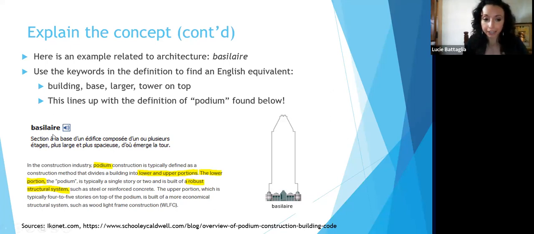And I looked for a definition of basilaire, which is a section à la base d'un édifice composé d'un ou de plusieurs étages, plus large et plus spacieuse, d'où émerge la tour. So it's a short building on which the tower rests.